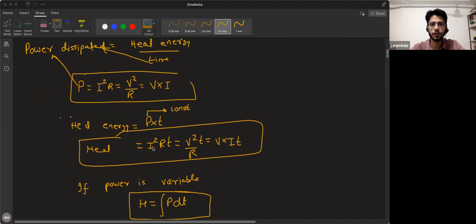Tell me once you have written. Sir, is it just multiplication or is it cross multiplication, sir? In this case, it's just multiplication. Okay, sir. See, heat energy is just power into time. So we have the expression of power equal to that. But we multiply only if the terms are constant. If you have variable terms, then we take the integral.